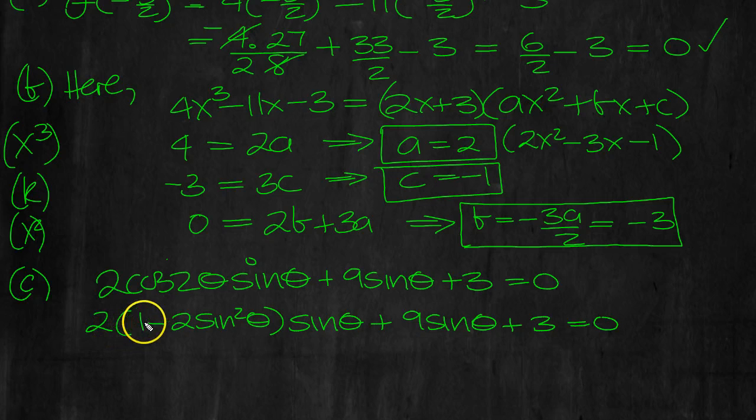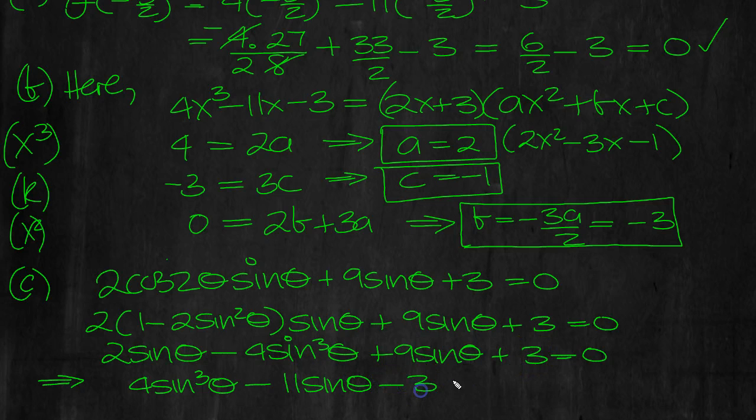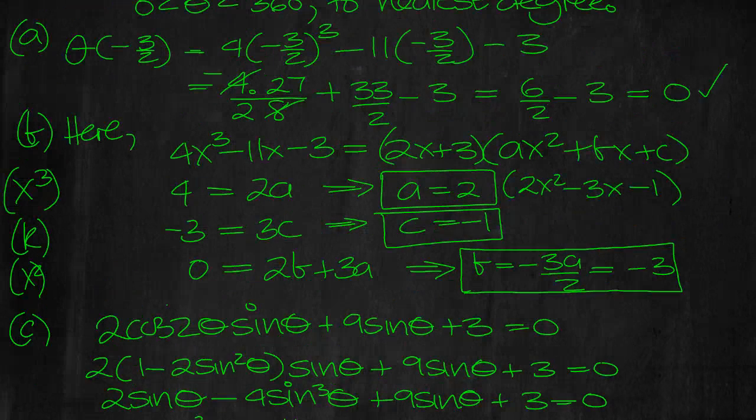And what do we get here? We got 2 sine theta, when we expand the bracket, minus 4 sine cubed, isn't it? Because that would be minus 4 sine squared times another sine, plus 9 sine theta, plus 3 equals 0. So run a minus through the lot, we'll get 4 sine cubed. Then we've got 2 and 9 make 11, so it's minus 11 lots of sine theta, and then minus 3 equals 0, which is what we wanted to show. Okay, there's our equation then.